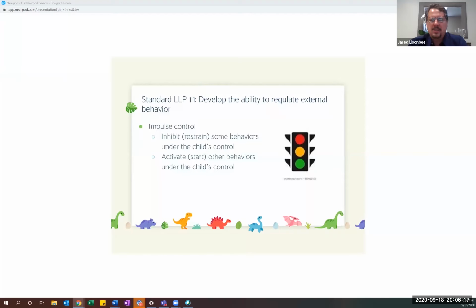Basically, the standard is, in a nutshell, develop the ability to regulate external behavior. Kind of a little silly aside: if you look in the standards, each of the standards in this section, except for this first one, in the little parentheses that give examples, has a section in italics. So for example, 1.2 is attention focusing. 1.3 is working memory and information processing. When we were developing the standards, I wanted to have something that would connect it to the larger body of research.